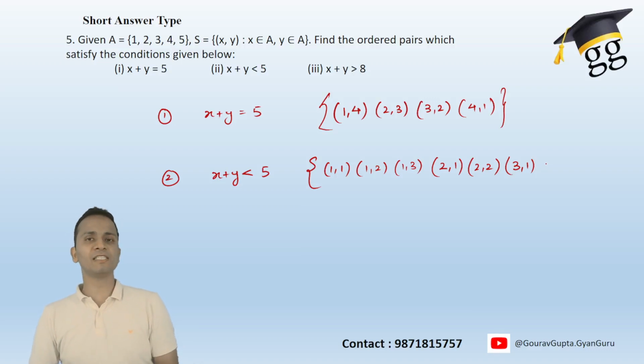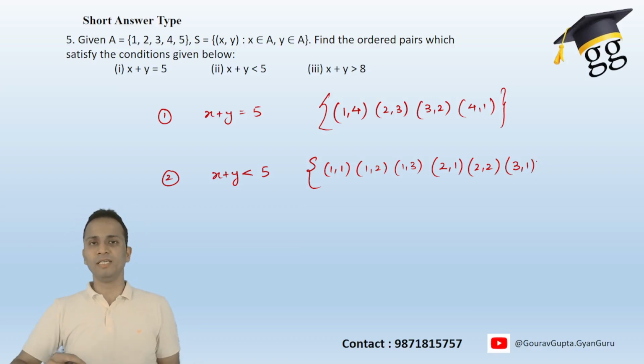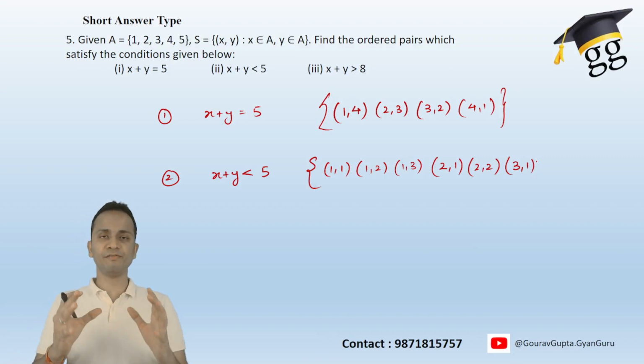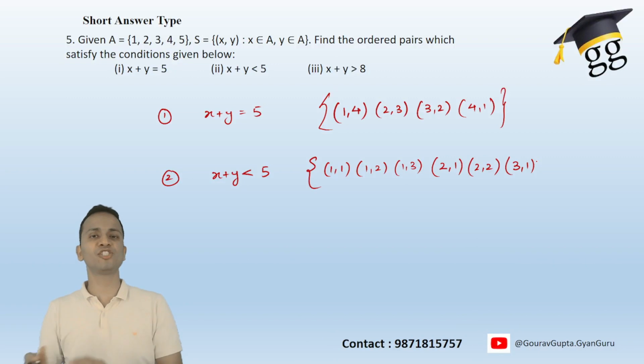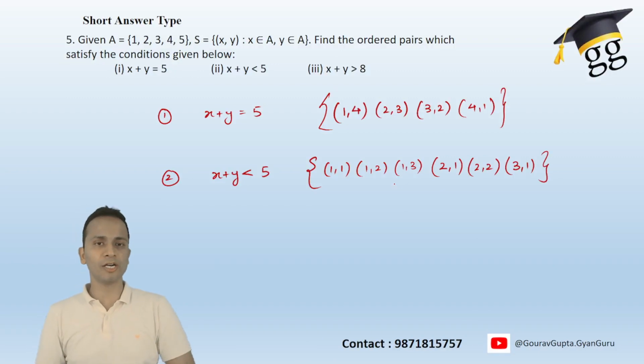After that, if I consider x as 4, even the smallest value of y will make the sum equal to 5 and hence we will stop here. Okay, so this will be the final answer. There will be 6 ordered pairs in the second part.